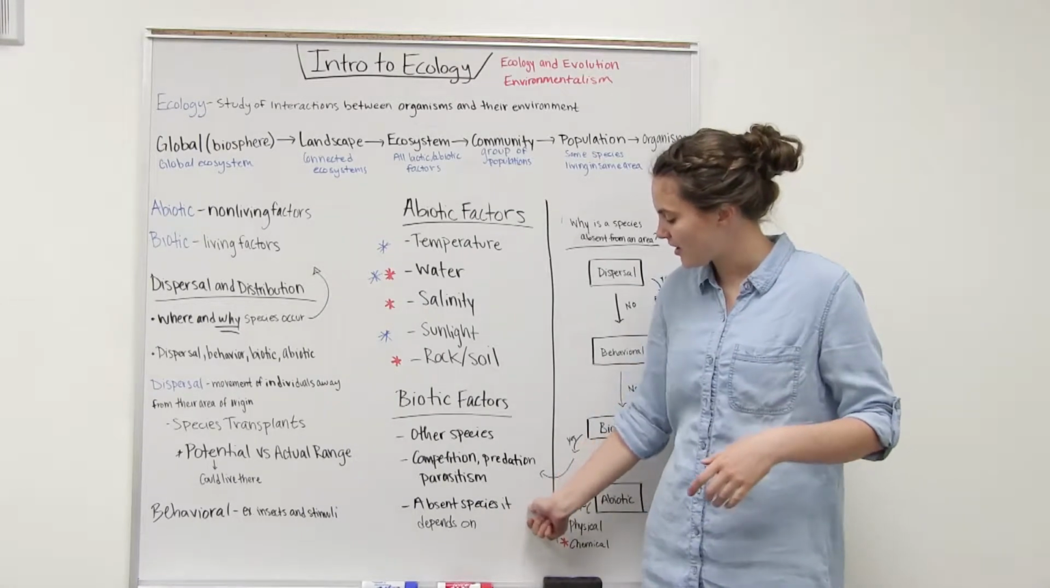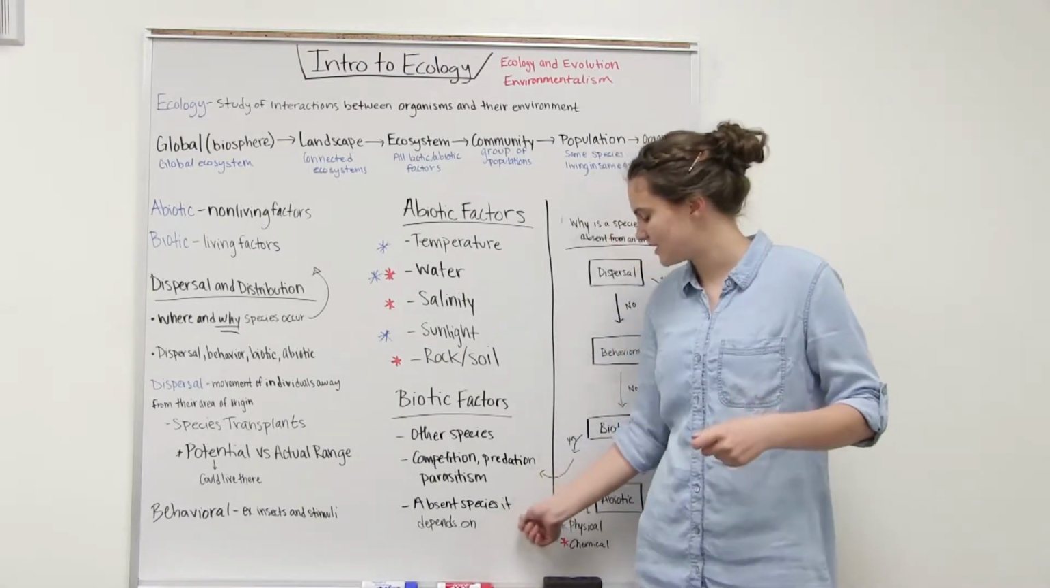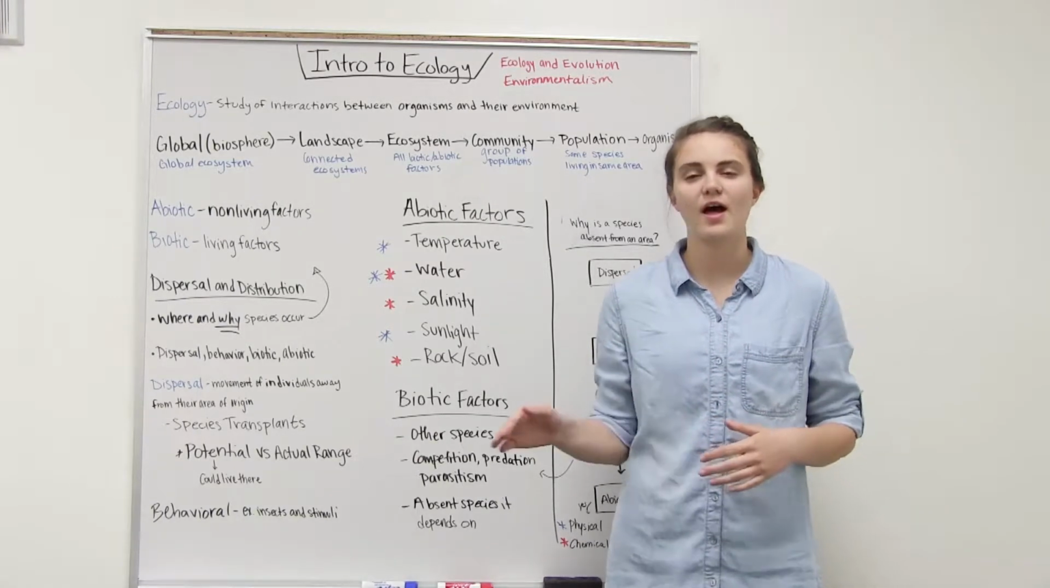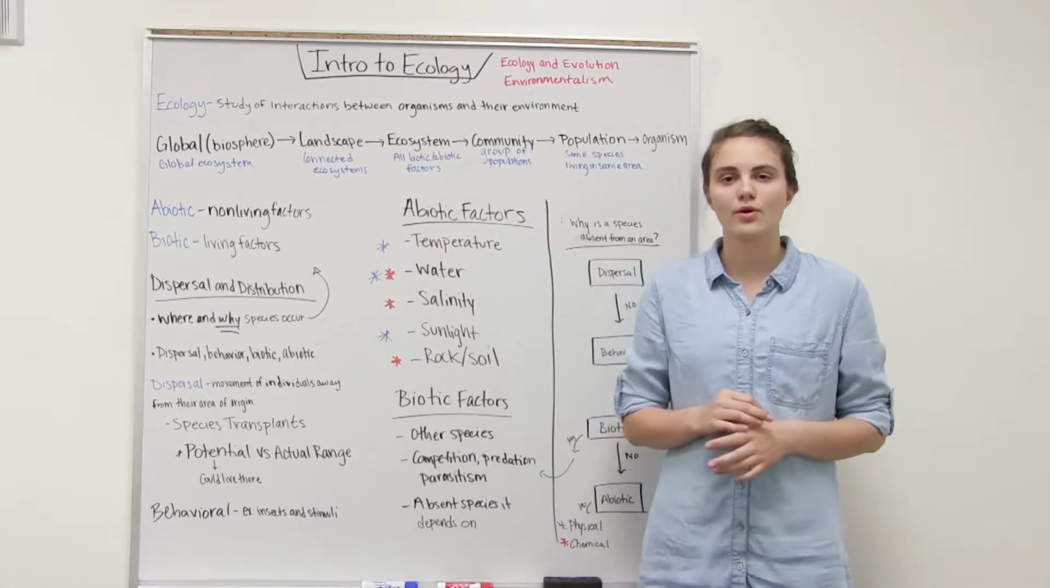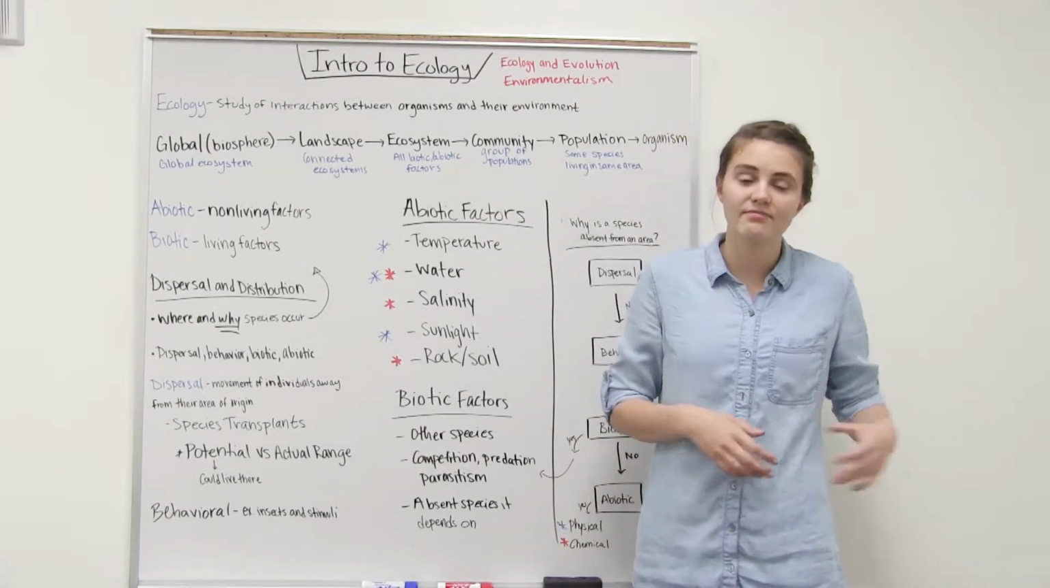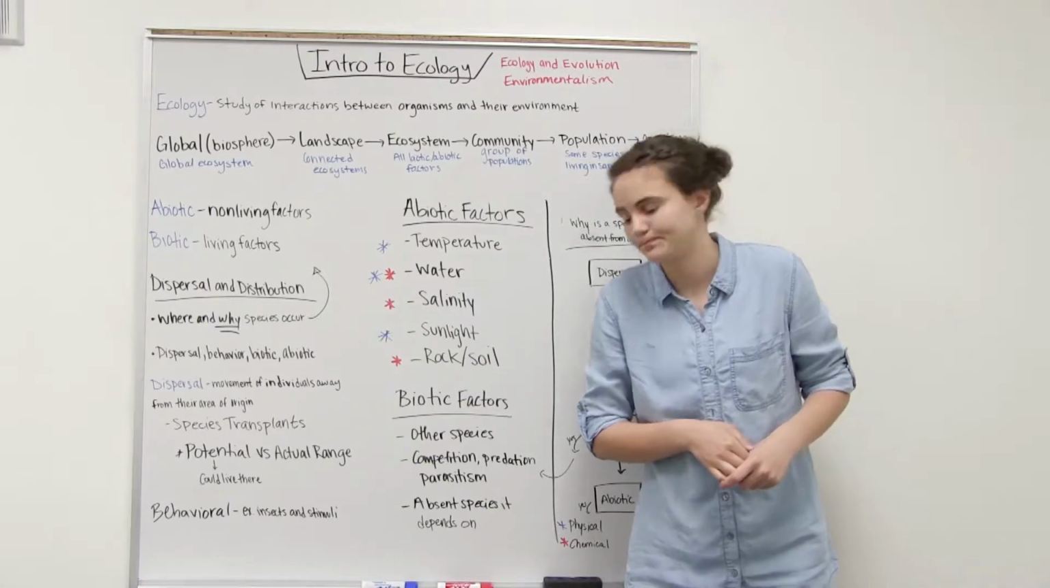And sometimes another biotic factor is that the species it depends on is just not present. So maybe a species relies on a certain food or certain other animal or organism for survival. And if that's not in that area, then it also can't survive there.